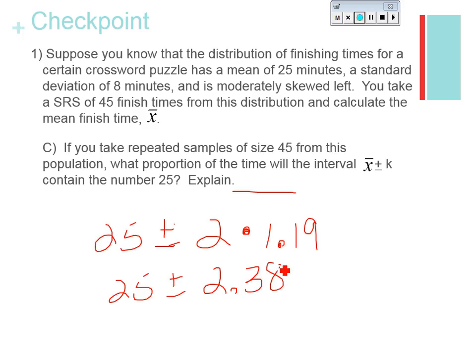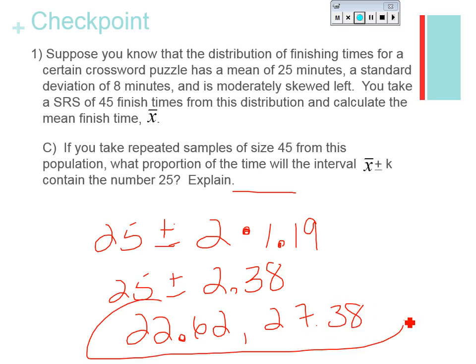So when I go to work that out, I get a confidence interval that is going to go from 22.62 through 27.38. So I get something like that there for the confidence interval based on the given mean and standard deviation.